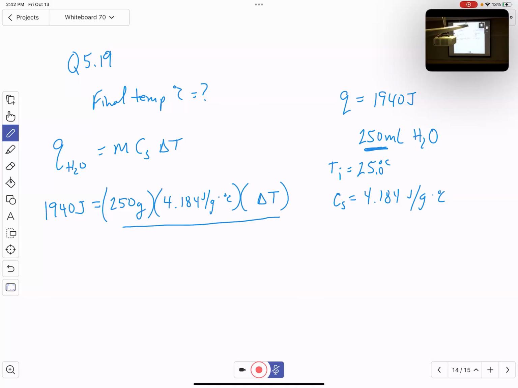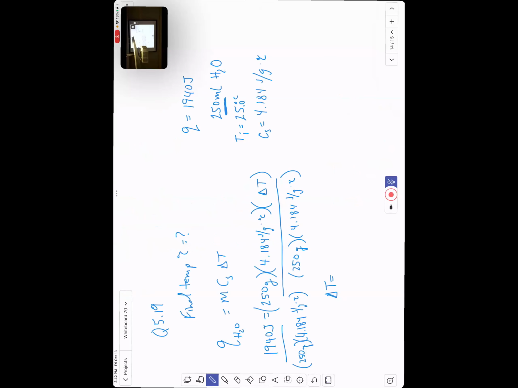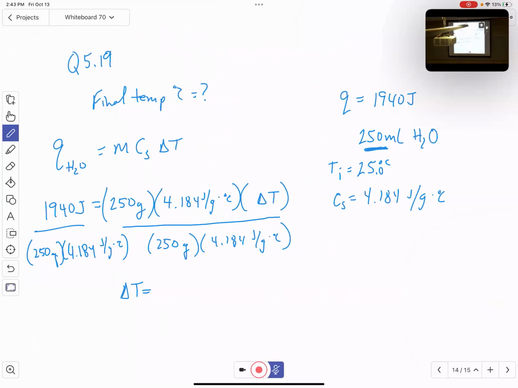So we're just going to divide across, right? 250 times 4.184. Divide that across 250, 4.184. And we should get a delta T, our change in temperature. So 1940 divided by 250 times 4.184. Right, I get a change in temperature of like 1.85 degrees Celsius.